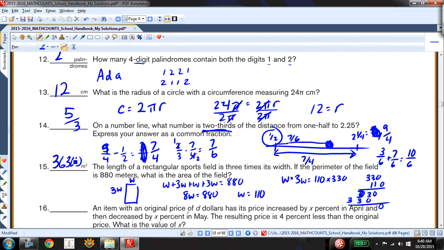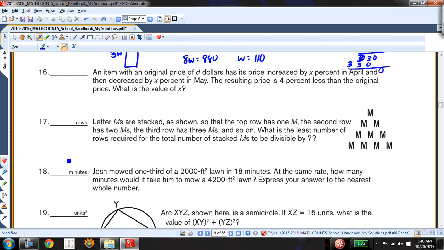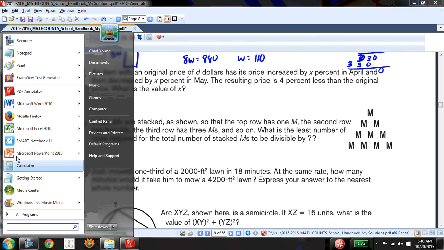Square meters. An item with an original price of $D has its price increased by X% and then decreased by X%. The resulting price is 4% less than the original price. What is the value of X? Okay, well, this is a little tricky. So let me pull up a bigger sheet.